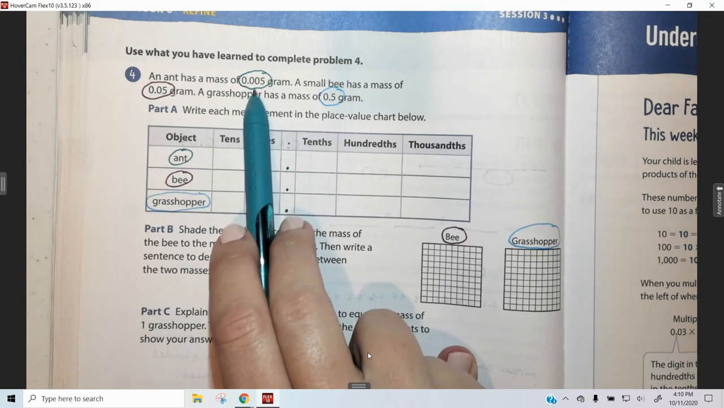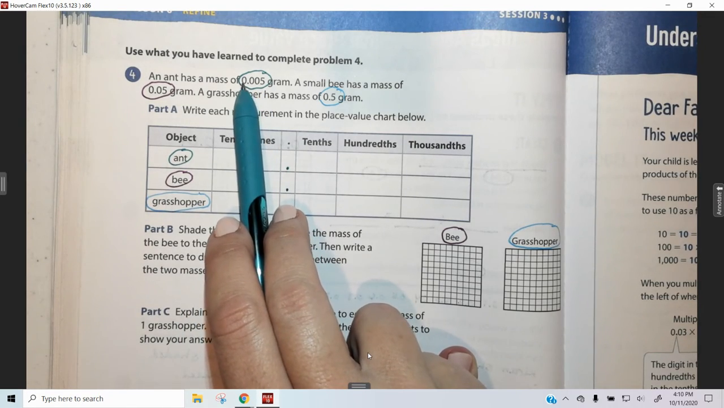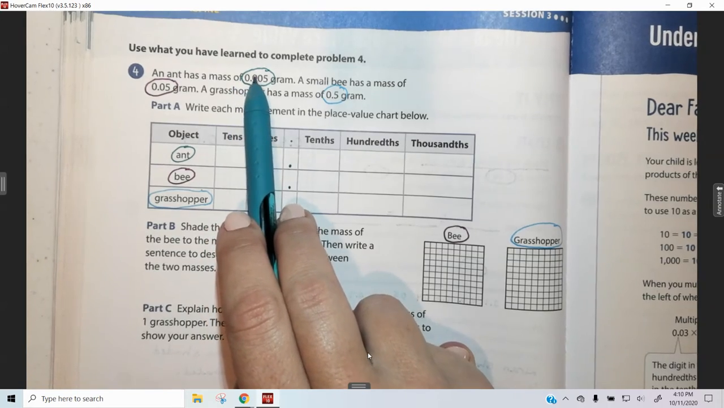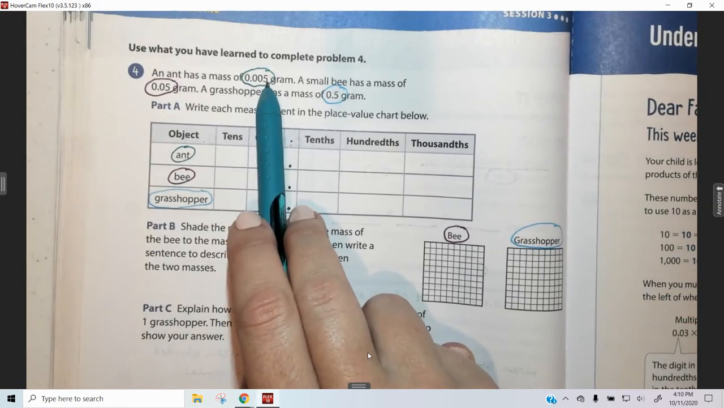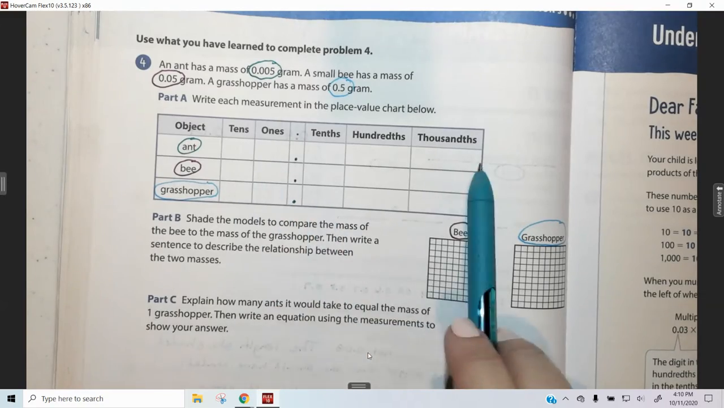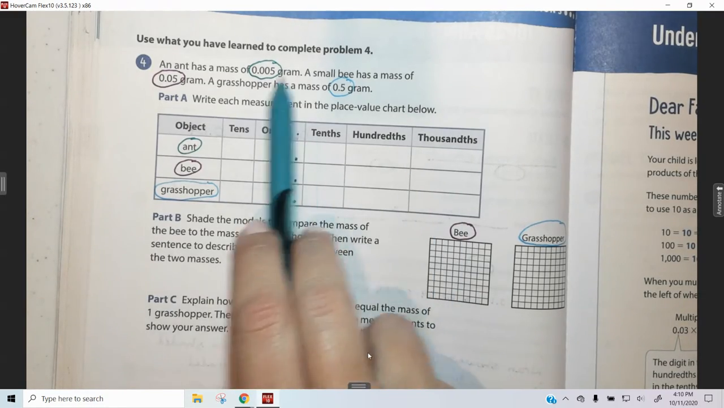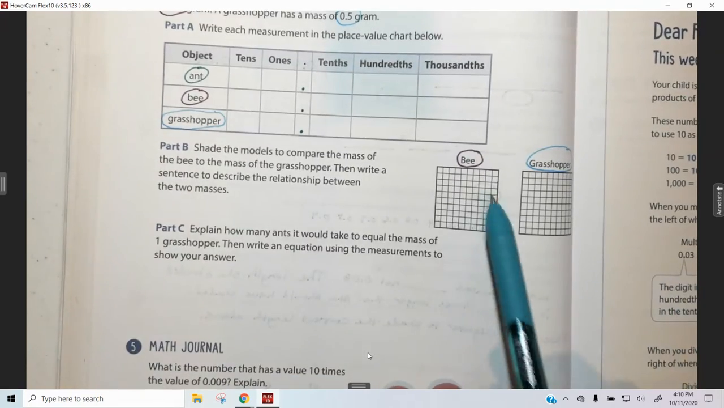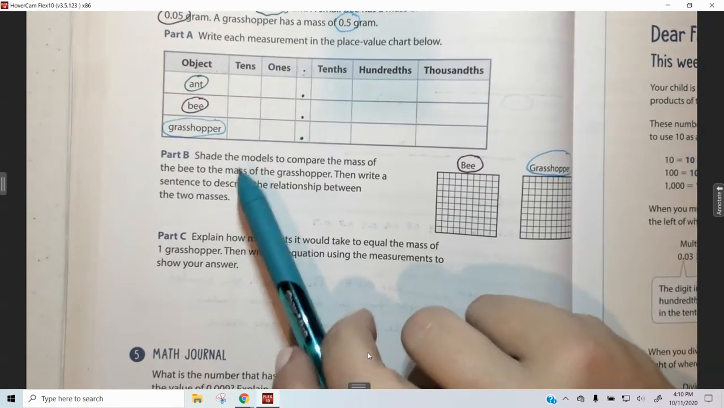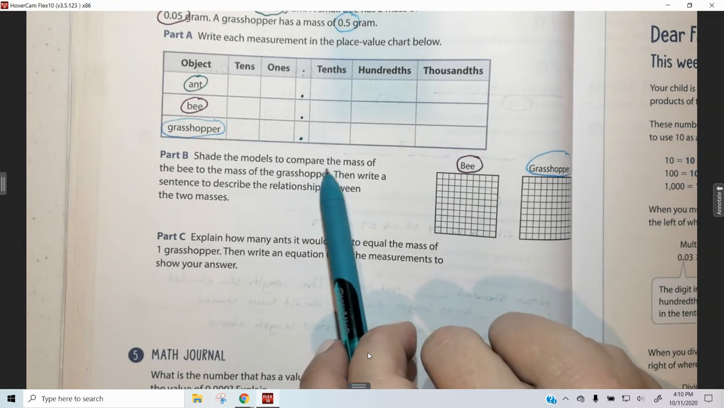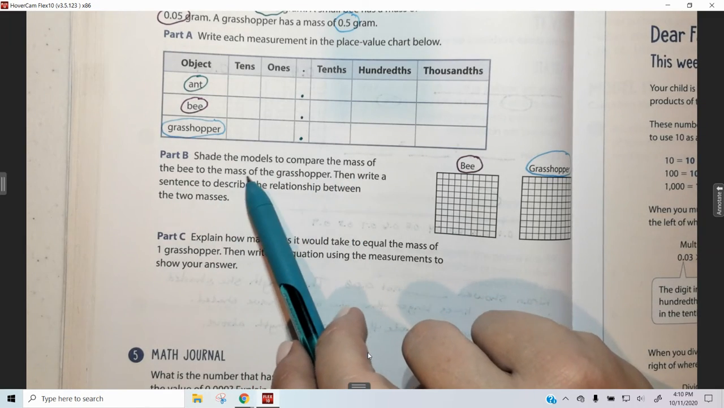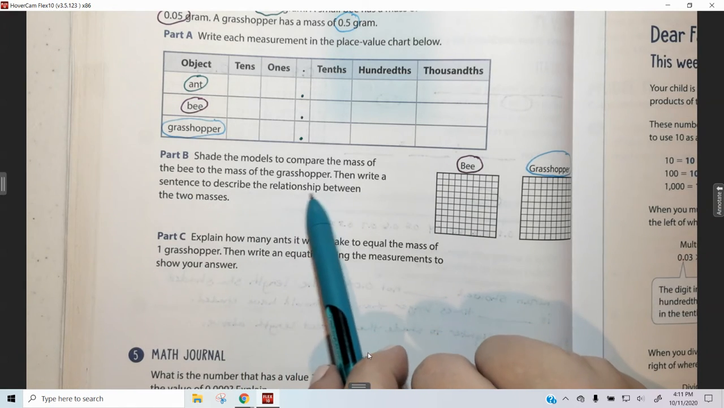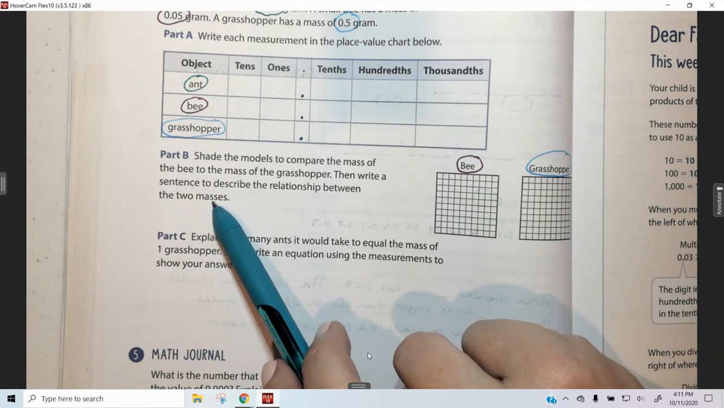So you're going to take this ant and you're going to look at where this zero is in the ones place, and then you have your decimal, and then you have your tenths, hundredths, and thousandths. So you're going to write in each value of the ant, the bee, and the grasshopper. Then you're going to shade in. On part B, it says shade the models to compare the mass of the bee to the mass of the grasshopper. Then write a sentence to describe the relationship between the two masses.